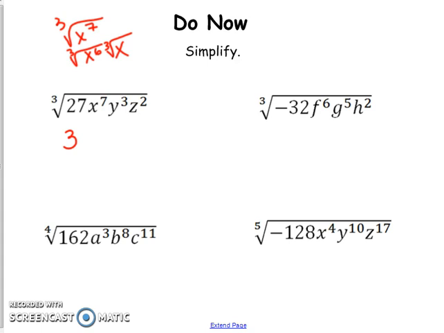So on the outside, I can take that 6 and divide it by 3. So I have x squared. And on the inside, I'm going to have the cubed root of x. Y to the 3rd is already a multiple of 3. So 3 divided by 3 is 1. So y on the outside. Z squared is not higher than the index of 3, so that has to stay on the inside.